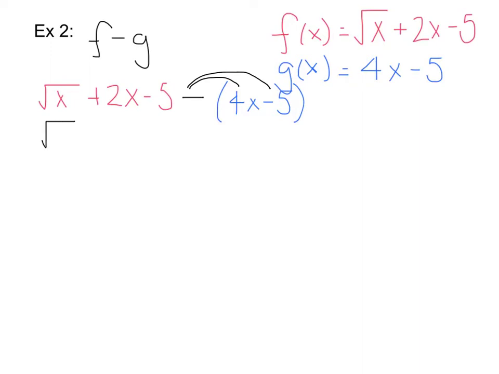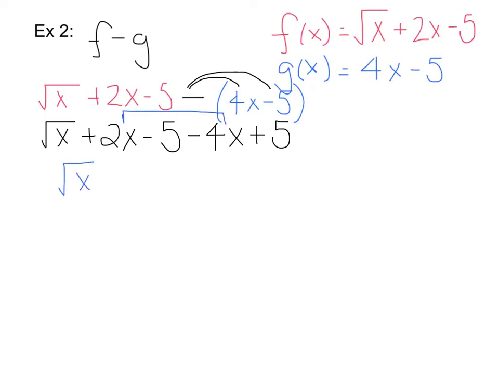So that leaves me with the square root of x plus 2x minus 5 minus 4x plus 5. All right, combine like terms. So I have my square root of x. There's nothing for me to combine there.